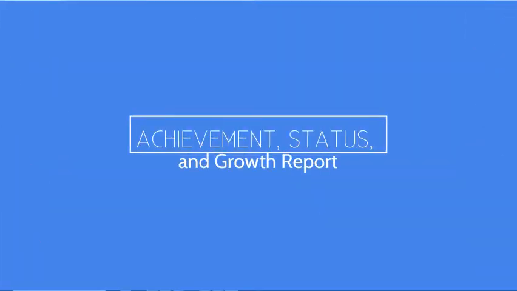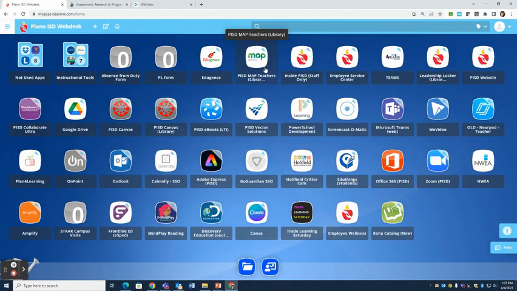You can access the Achievement Status and Growth Report on the MAP NWEA website from your web desk. This report compares student growth on MAP to projected or typical growth. While it is important for all students to achieve projected growth, students who are performing below grade level must achieve more than projected growth to catch up to grade level peers and have a higher likelihood of success.